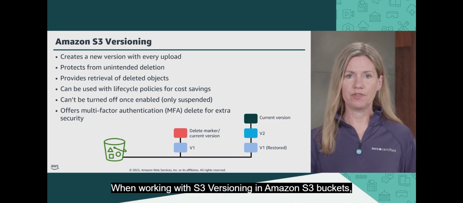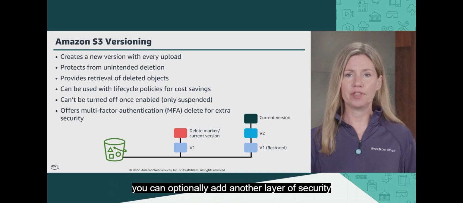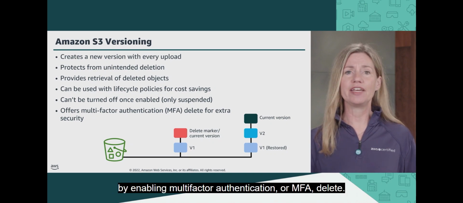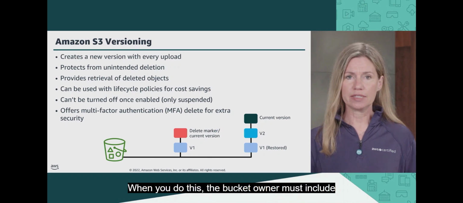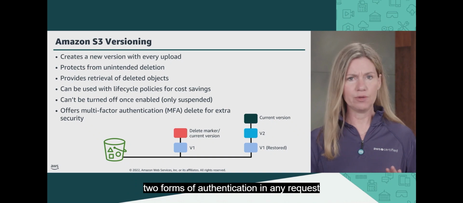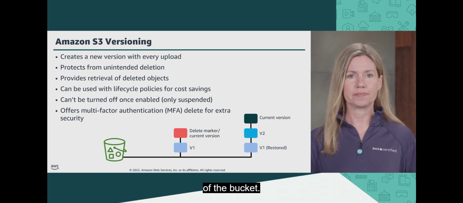When working with S3 versioning in Amazon S3 buckets, you can optionally add another layer of security by enabling multi-factor authentication, or MFA delete. When you do this, the bucket owner must include 2 forms of authentication in any request to delete a version or change the versioning state of the bucket.